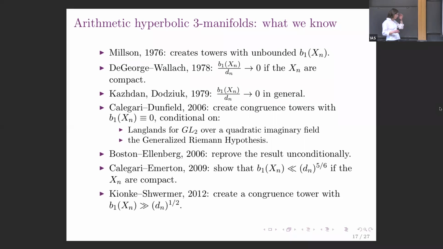And finally, we have some towers where we have a lower bound on the rate of growth. So Kionke-Schwermer in 2012 created a congruence tower with b_1 of X_n at least d_n to the 1/2. This is sort of to give you an idea: sort of 40 years of piecemeal results is what we know about hyperbolic 3-manifolds.